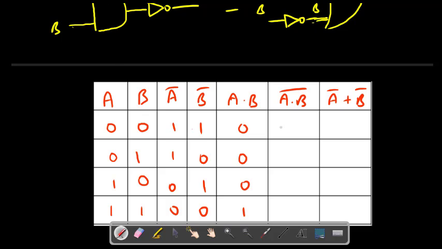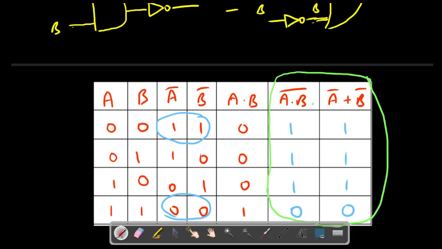So this is 1, this is 1, this is 1, this is 0. Now we have to take the OR of A bar B bar. So this is A bar B bar here, this is A bar B bar. The OR rule is when both are 0, the output is 0. So this is 1, this is 1, this is 1, and finally this one, both are 0, so this becomes 0. So now it is verified. You can see this is verified. So this is how we verify the second law.